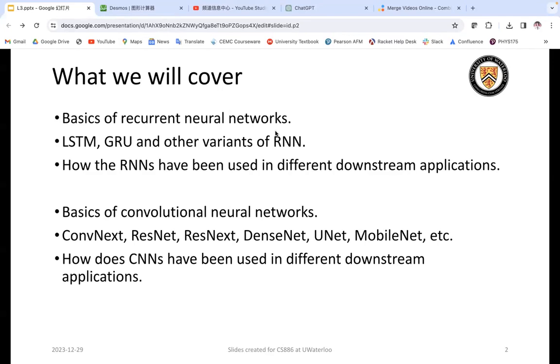For the second part of the lecture, we'll be discussing CNN. First, we will cover basics of convolutional neural networks. Next, we'll be discussing a few variants, such as ConvNeXt, ResNet, ResNeXt, DenseNet, UNet, MobileNet, etc. And we will end this lecture by discussing how CNNs have been used in different downstream applications.